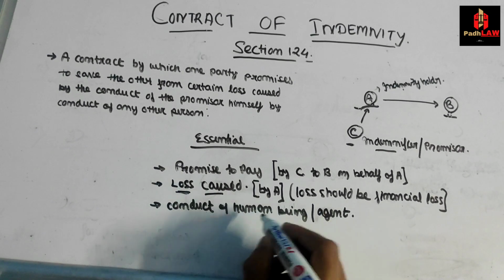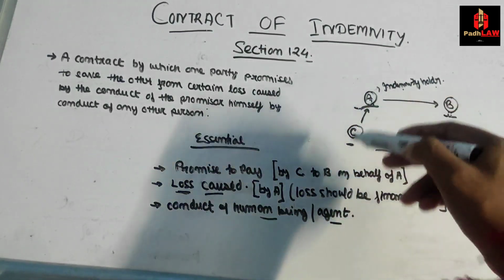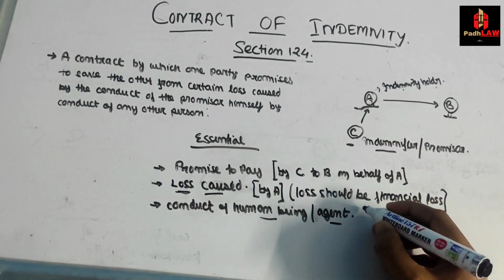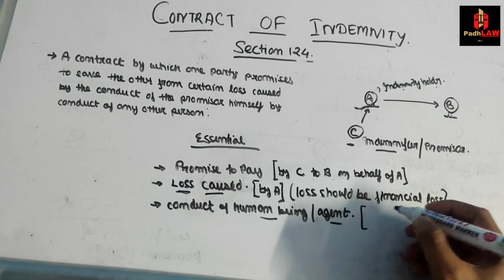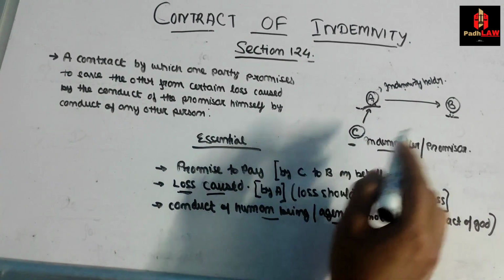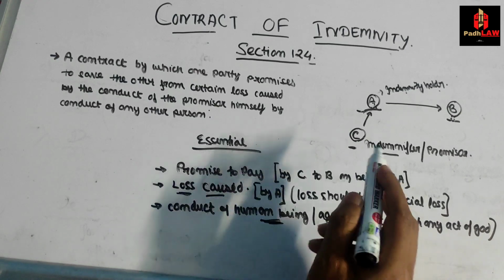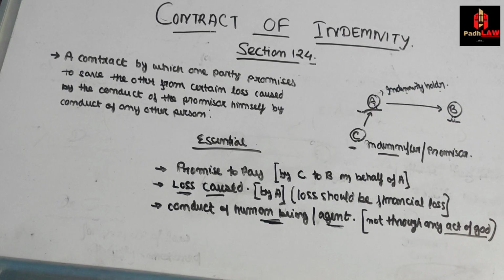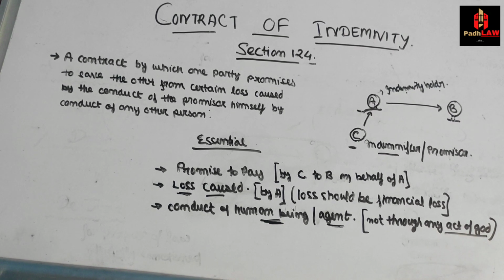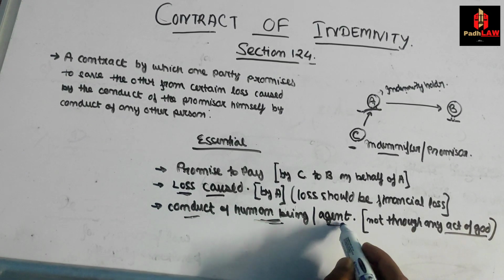Okay, so conduct of human being. Through conduct of human being or through any agent, this contract and these things should happen. It means that it cannot happen through any act of God. This conduct should be done by this human being or any agent like insurance companies, but not through any act of God. Act of God के लिए कुछ loss है तो it will come under that insurance, but the conduct shouldn't be like that. Conduct should be either by human being or any agents.